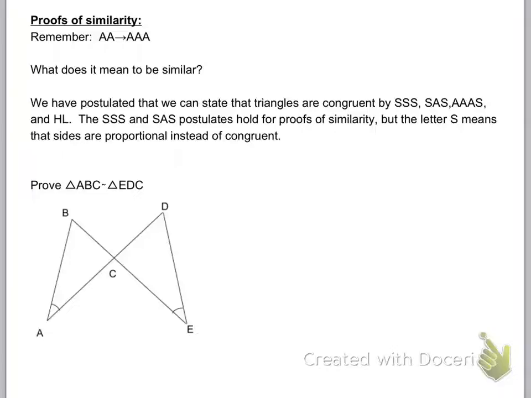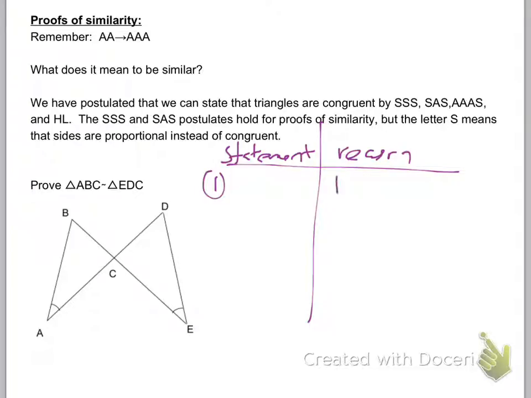And so, what we're going to do now is the same proofs that we would have done for congruency, but instead I want you to prove that these 2 triangles here are similar. You do this by a 2-column proof. A 2-column proof has what as a setup? Statement and reason. Statement, reason. Number 1, the reason is always given.